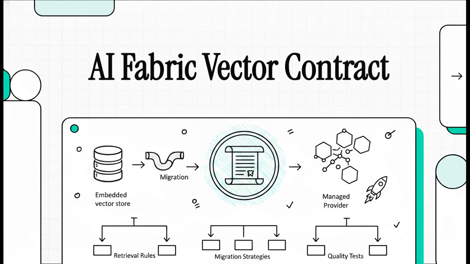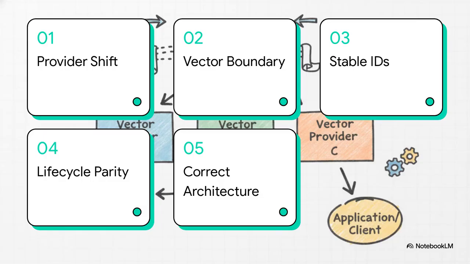But today, we're going to explore how establishing a strict, contract-driven architecture through AI Fabric actually solves this whole mess. We'll see exactly how to keep your application contract completely stable and secure, even as the provider changes right out from under it. So here's our quick roadmap for today. We're going to cover the managed provider shift, the vector boundary contract, collections and stable IDs, readiness and lifecycle parity, and then wrap up with how to avoid some dangerously incorrect architectures.